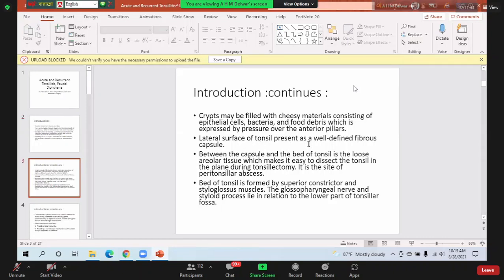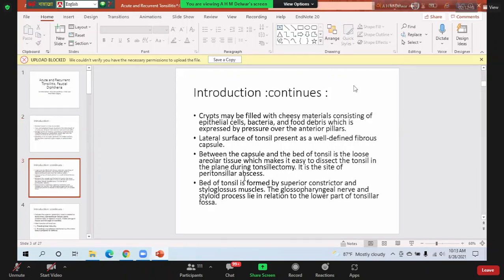The lateral surface of the tonsil presents a well-defined fibrous capsule. This fibrous capsule is important for the surgeon: when going to do a tonsillectomy, or tonsil operation, he should detect the fibrous capsule and dissect through it. Between the capsule and the bed of the tonsil is loose areolar tissue, which makes it easy to dissect the tonsil in the plane during tonsillectomy.